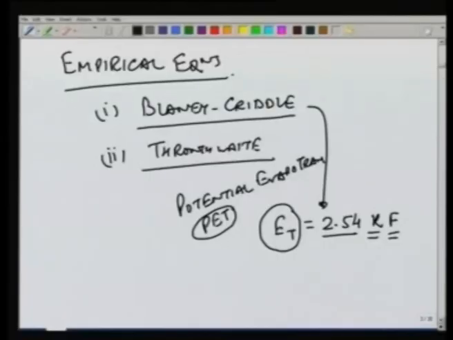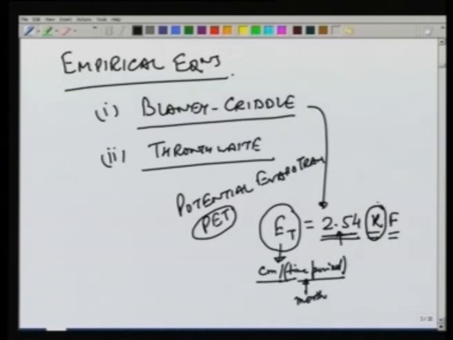So, this equation relates ET with 2.54. As I said, originally it was in inches per day, and then it was converted to centimeter. This is either per day or whatever time period, so I will write per unit time period. Typically, a month is taken, so this time period would be a month. In the original equation, this 2.54, as I said, was not there, but ET was Kf in inches.